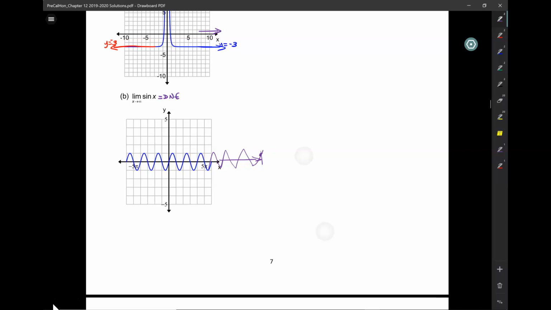Okay, so what about the left end behavior? The limit of sine of x as x approaches negative infinity. Well, is that situation any different? I still don't know whether it's going to be up or down or at 0 at negative infinity. So that's also DNE.